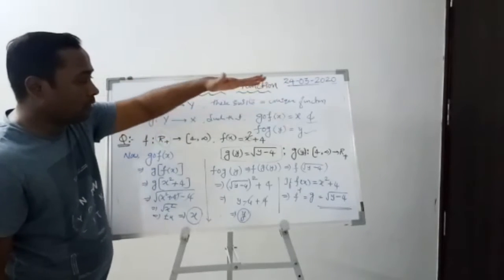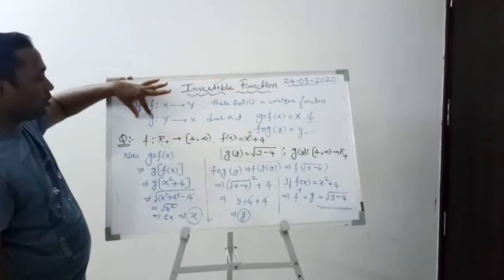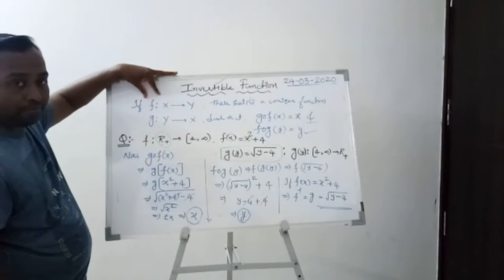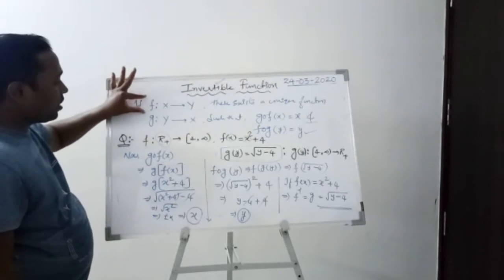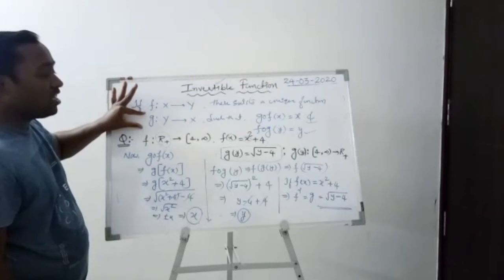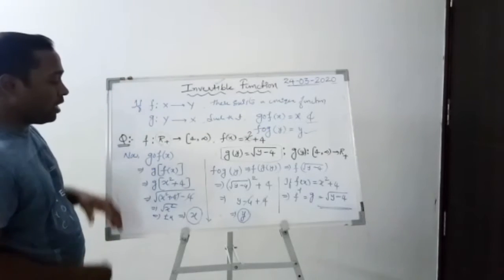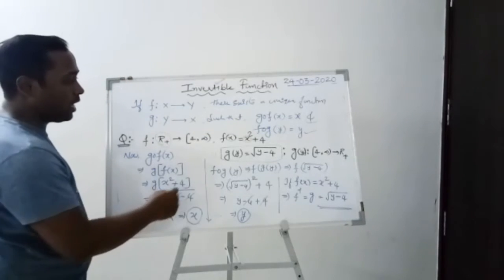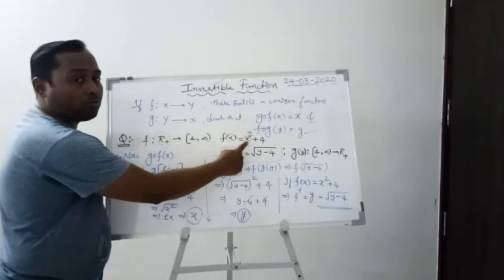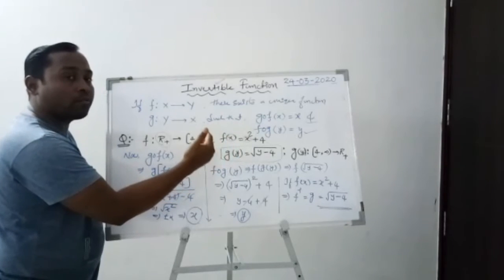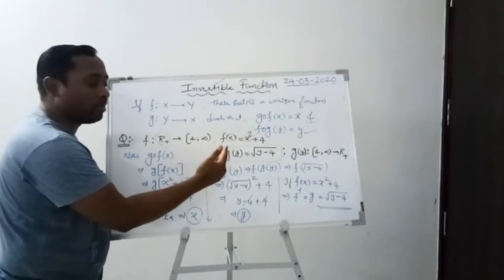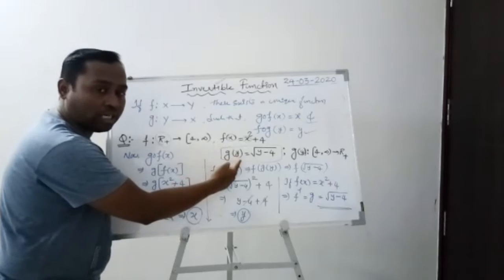If it is so, then we can say the g function is the inverse of f. So first, from the given function, we'll define the g function simply by taking the operation: let f of x be equal to y and solve for x. Whatever function you get in terms of y, we will consider as the function g.